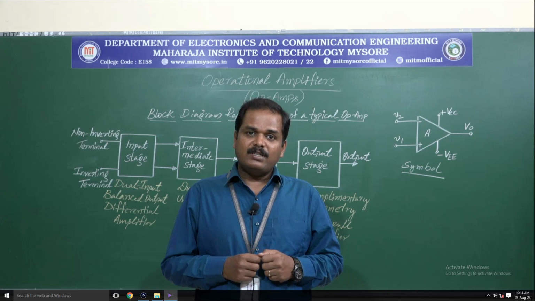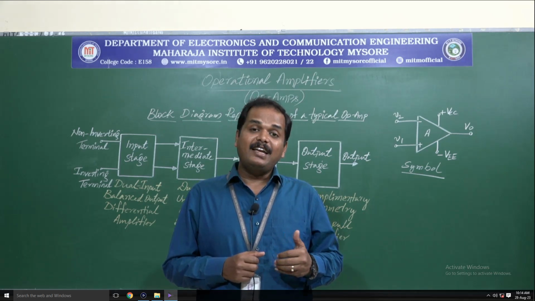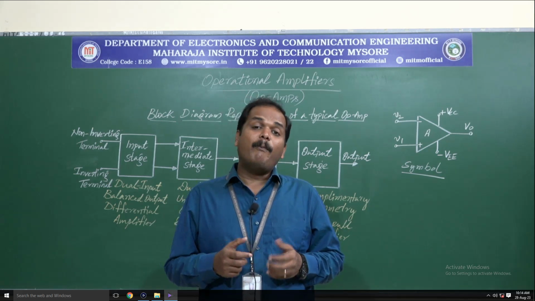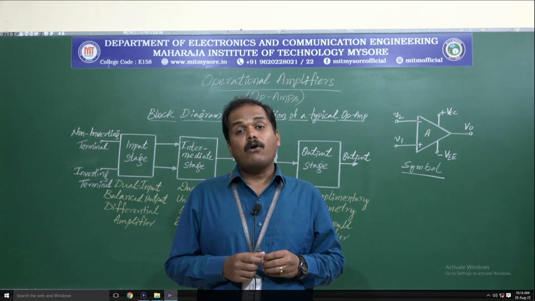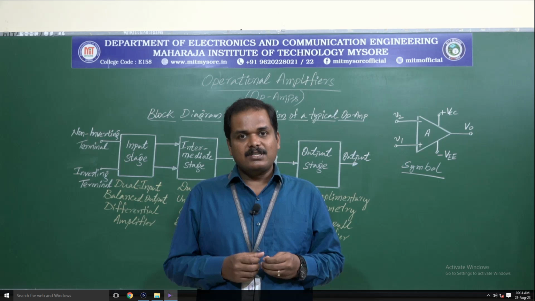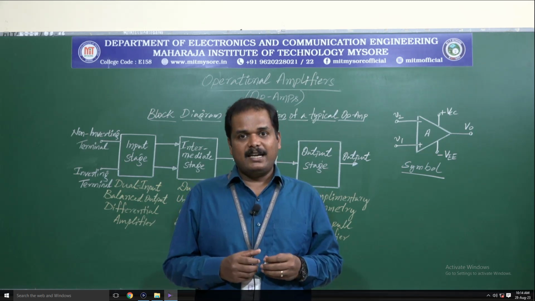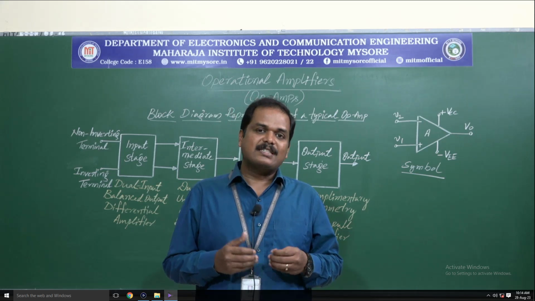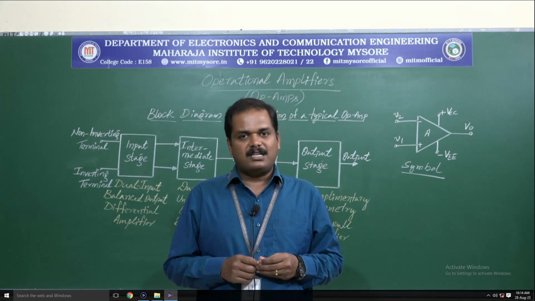Today's session we will understand the concepts of operational amplifiers. Operational amplifiers are called op-amps in short, and these are directly coupled high gain amplifiers. Basically, an op-amp will have multi-stage differential amplifiers followed by level shifters and an output stage. Op-amps were originally designed to implement mathematical operations like addition, subtraction, integration, differentiation, etc.